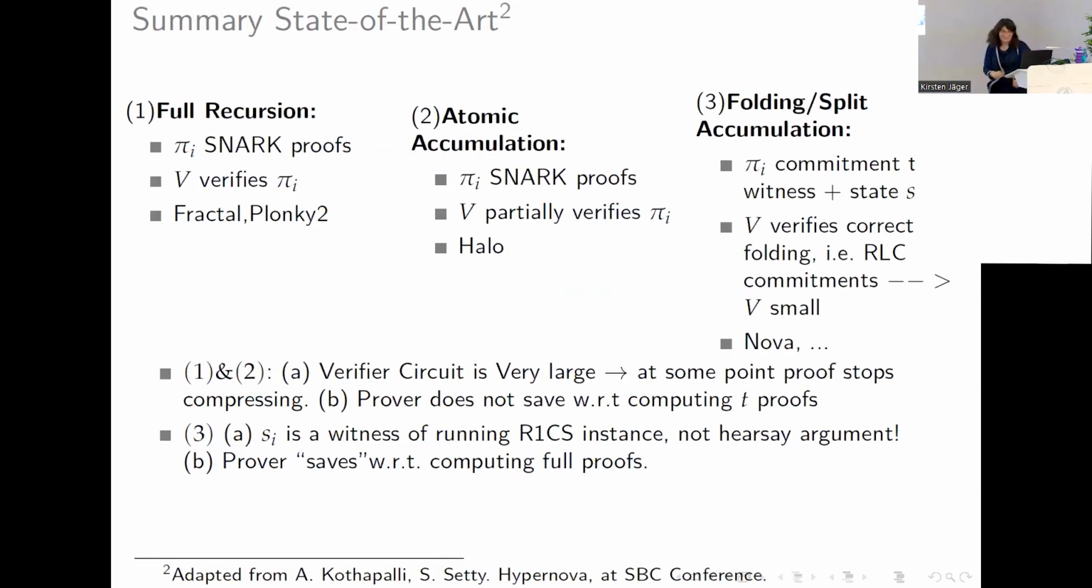This is a slide that I adapted from Kothapalli, Setty, and Tzialla, at Nova, and this is the state of the art of folding and recursive proof composition. You have one of these three approaches. The important thing to know is that if we look at the first two approaches, the prover is not really saving anything.